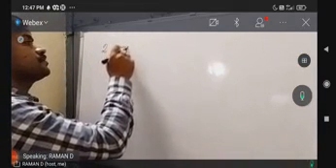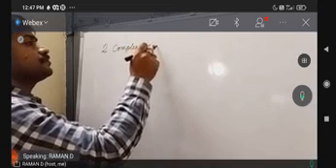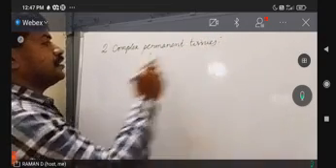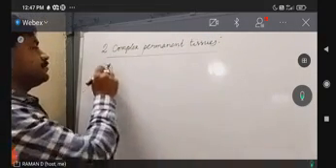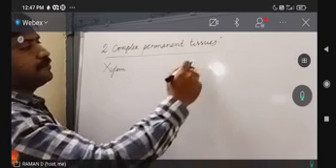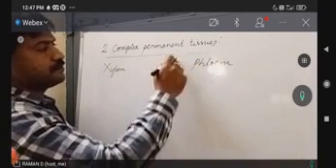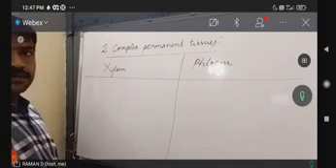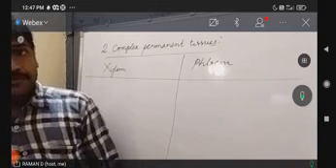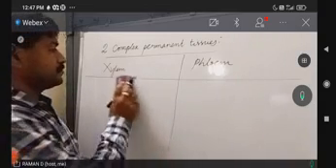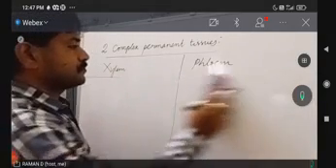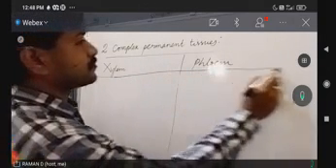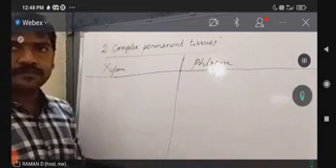Two complex permanent tissues. They are xylem and phloem. Right? Okay.